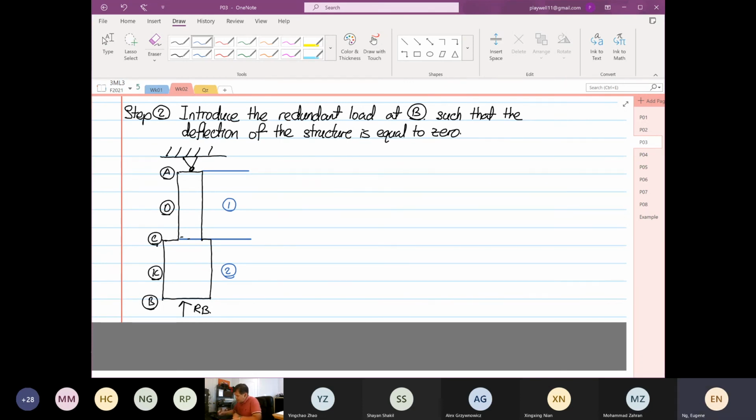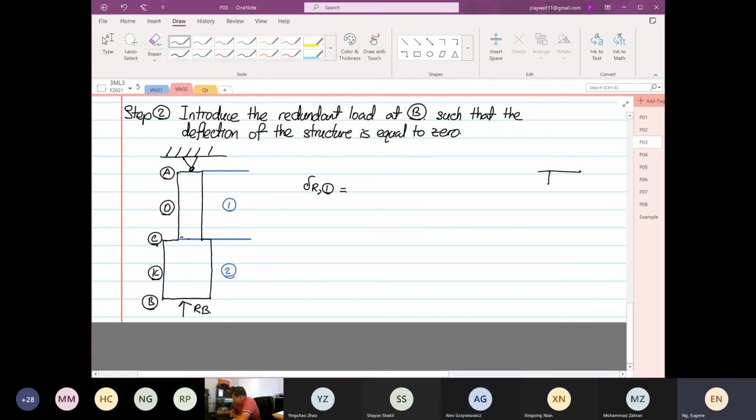So now we'd like to calculate the deflection due to the redundant, the deflection due to the redundant of 1. Now, question for you. RB is pressing down from below, right? So section 1, what load is he going to see? RB. Yes. Think about the hangman.